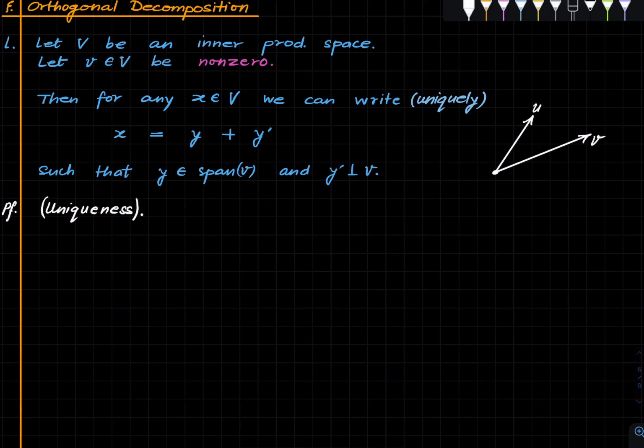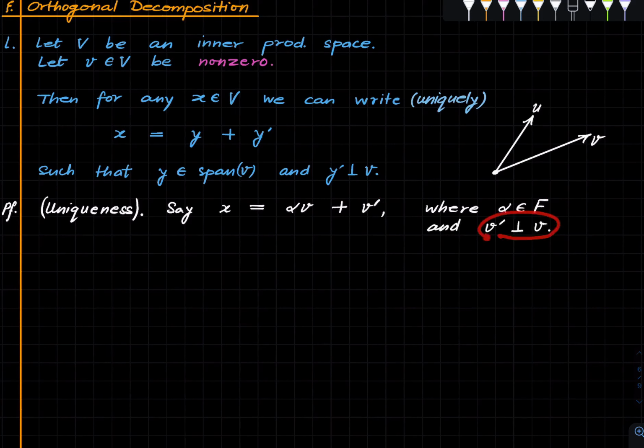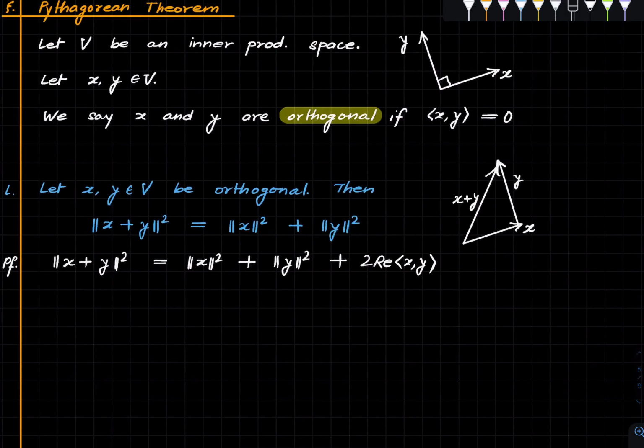So say x is alpha v plus v prime, where alpha is some scalar. This scalar could be real or complex depending on whether the space is real or complex, and v prime is orthogonal to v. So perhaps I should have discussed this notation. When we write this, we just mean that v prime is orthogonal to v. When x and y are orthogonal, one may write this. That's the notation. Okay.